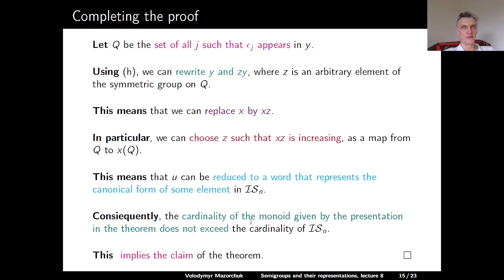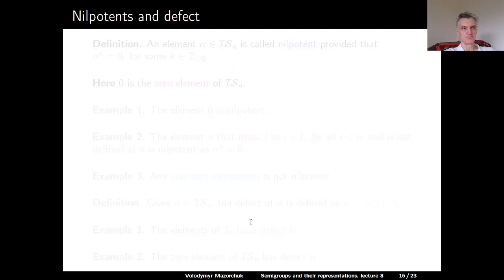But since we know that the former surjects onto the latter, it follows that this canonical surjection is indeed an isomorphism, and this completes the proof of our theorem. Next, let us discuss the notion of a nilpotent element in ISN and the notion of a defect.